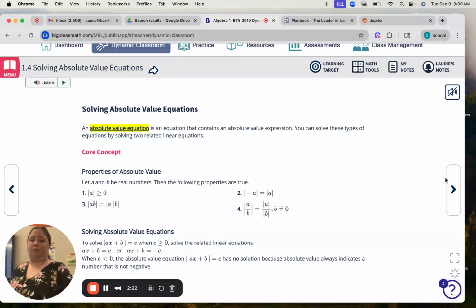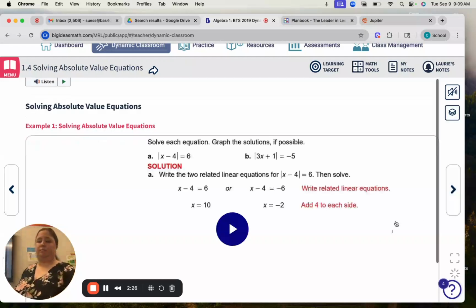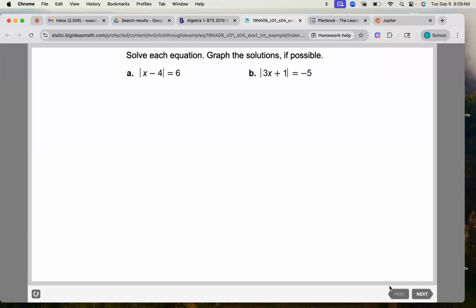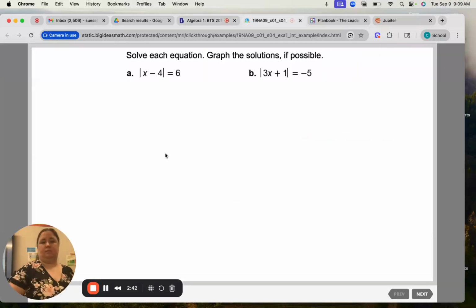All right, let's put some numbers in here so it makes a little more sense because the letters get confusing. Example 1? Yep, example 1. So we're going to solve each equation and then graph the solutions. And when it says graph, currently right now we're dealing with just a number line, not like the whole X and Y value graphs, just the number line graph.